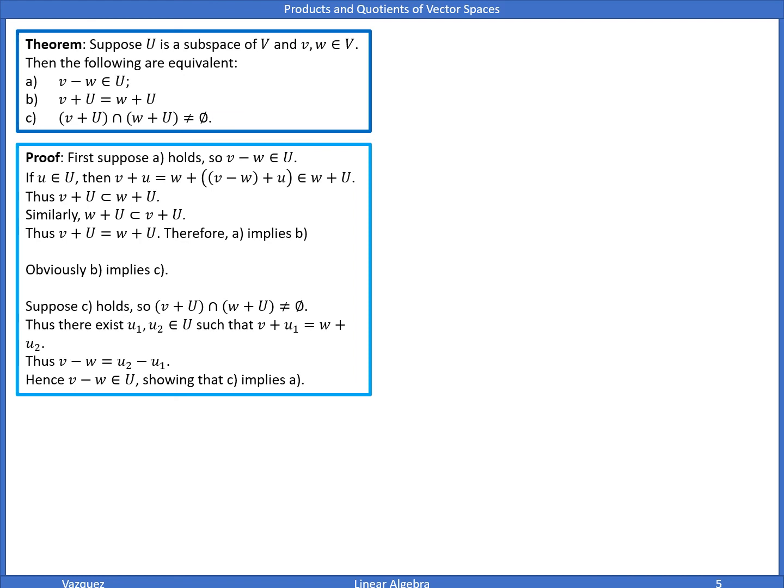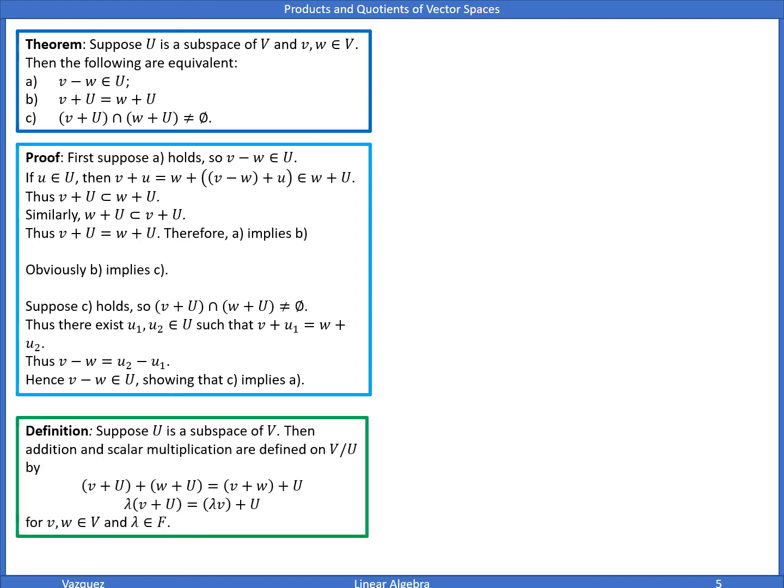And again, we're going to be coming back to this theorem. We'll use it for later theorems. But before we do, we should define what addition and scalar multiplication are in quotient spaces. They're simply like this. If you have v plus U plus w plus U, you add the v plus w, and then later the plus subspace U. Same thing with scalar multiplication, you apply that to the vector v, not to the subspace.